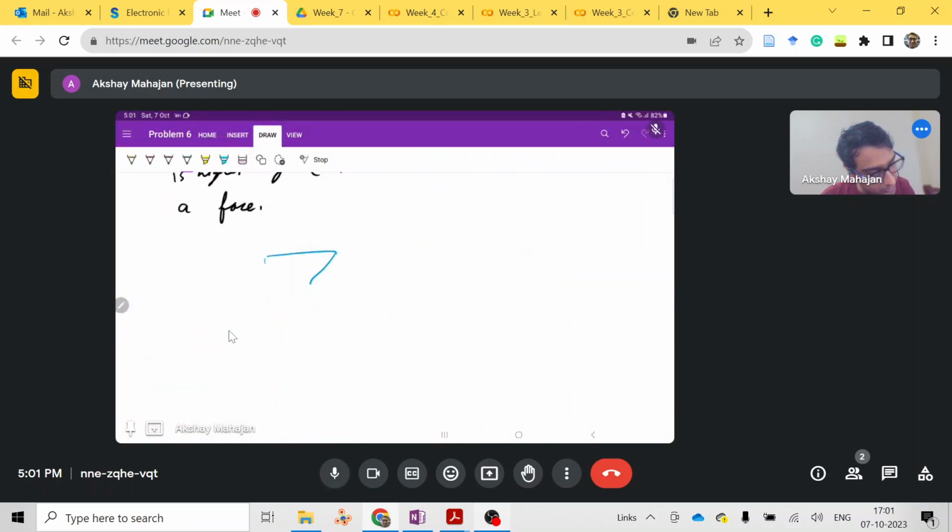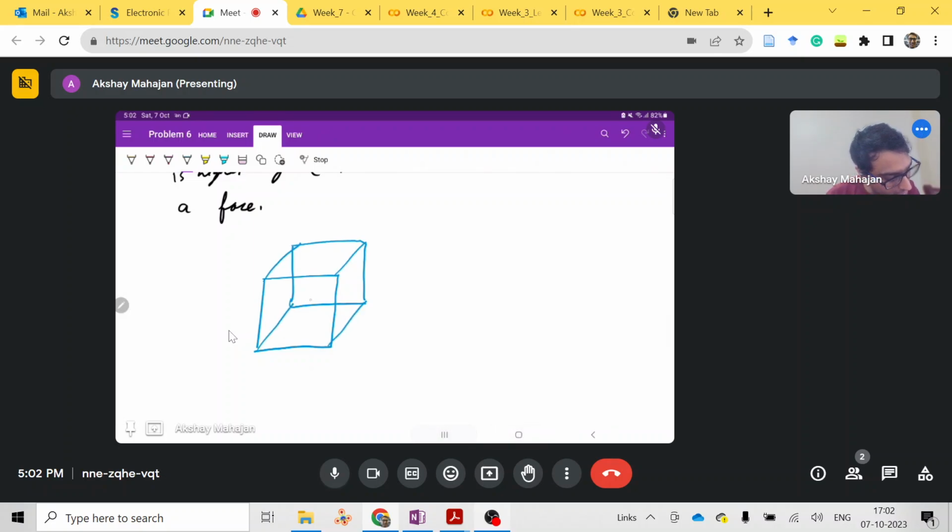Let's say in the 3D case, we have a 3D box in k space. Let's say this is my center origin, this is my corner, and this is some point 1 at the middle of the face, let's say this one. Now there will be one k1 vector here and one k2 vector here.